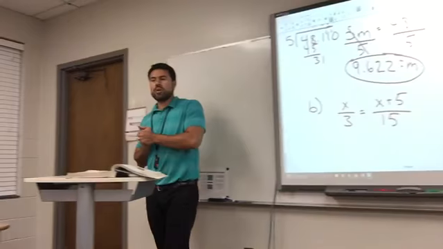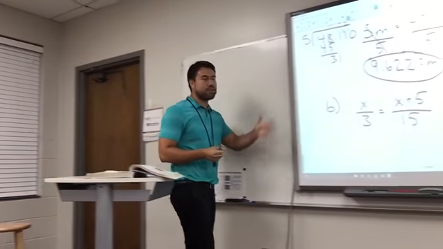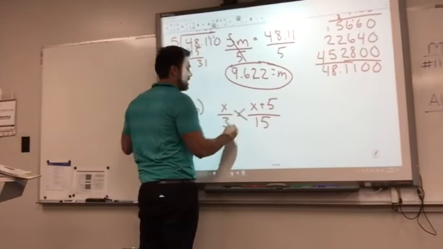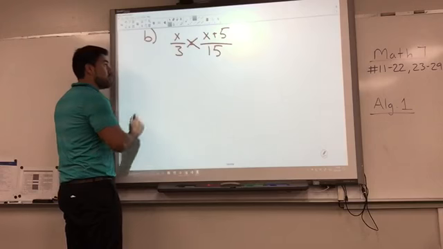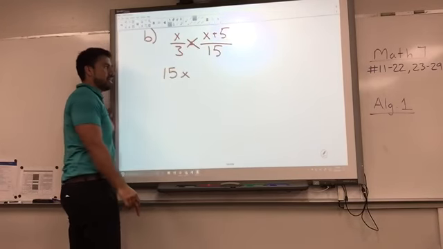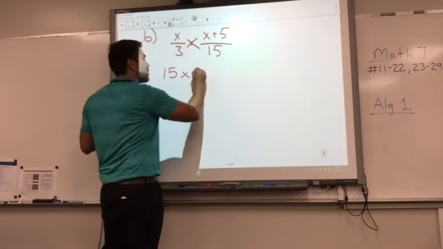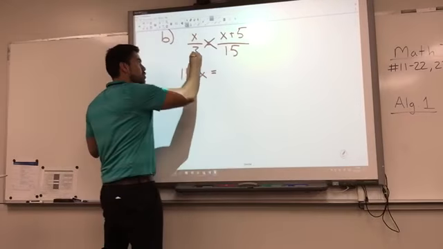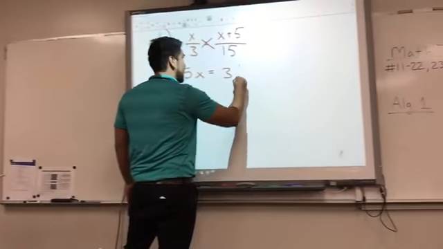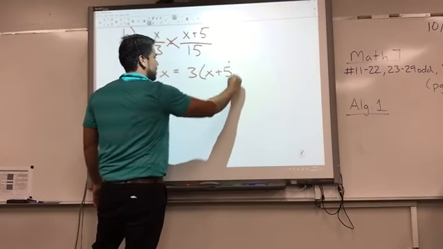Okay, on this one you're going to do cross products again, but Mr. Ray, there are two x's. Have we dealt with that before? Yes. Because we're still going to do the cross product, so we're going to do 15 times x is 15x. And then here's where you have to be careful. It's 3 times x plus 5, right? So you're right, 3 times x plus 5.